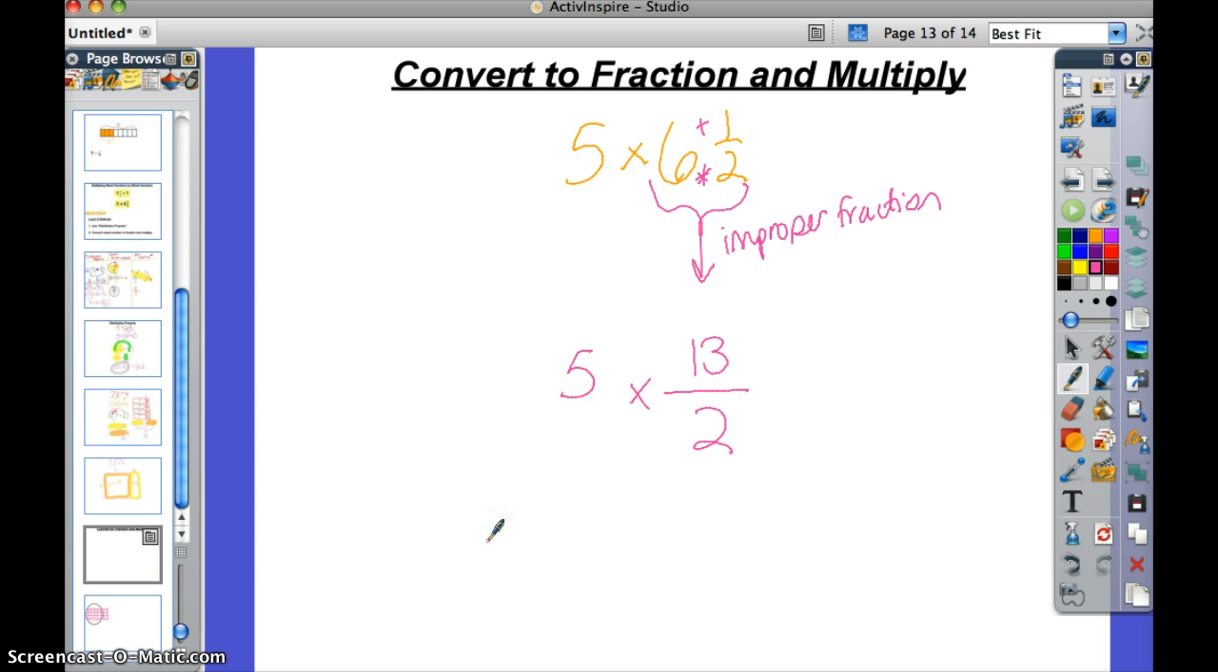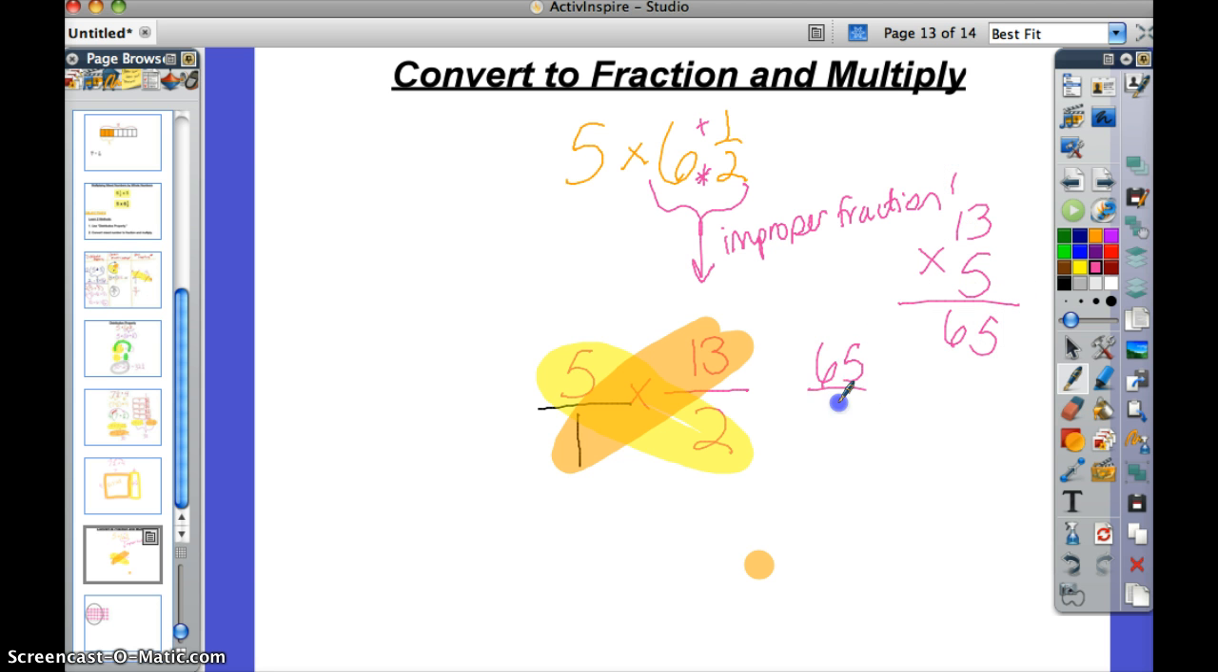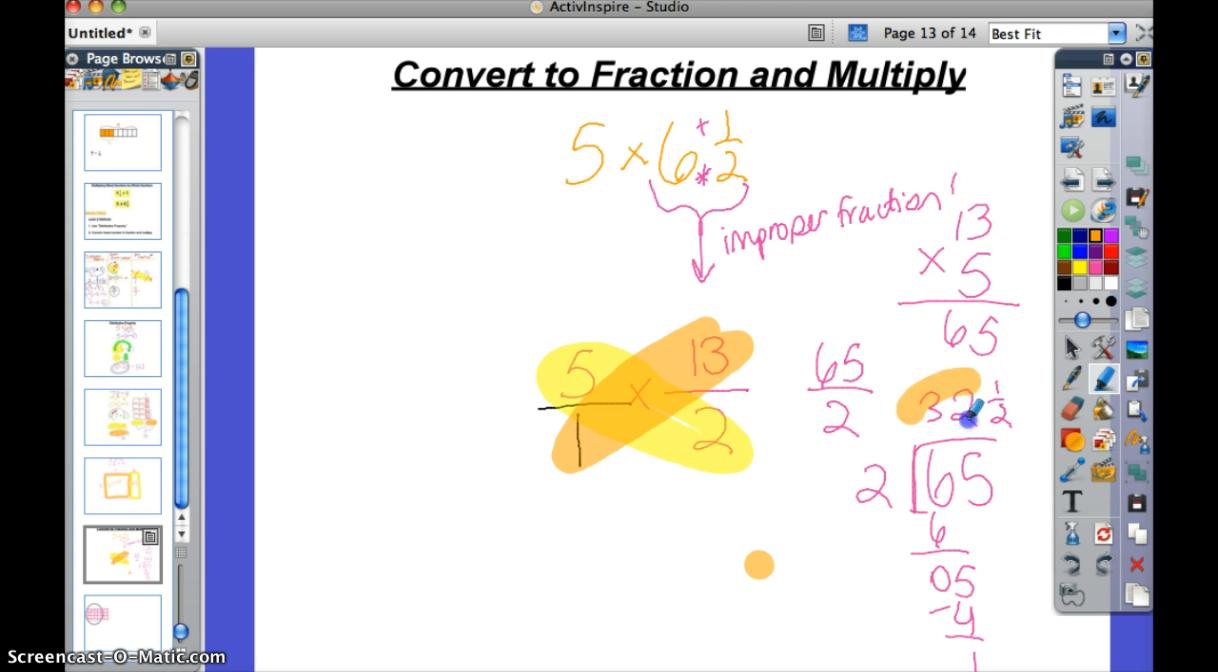Now we are not able to simplify this problem. Let me just check this out. If I just make this 5 ones and I look across here, I'm not able to cross simplify. If I look across here, I am not able to cross simplify. So I'm going to have to go ahead and do 13 times 5. 65 halves. And this would be a case where I would say long division is your best option for making this into a mixed number again. So 2 goes into 5 twice. So you have 32 and a half.